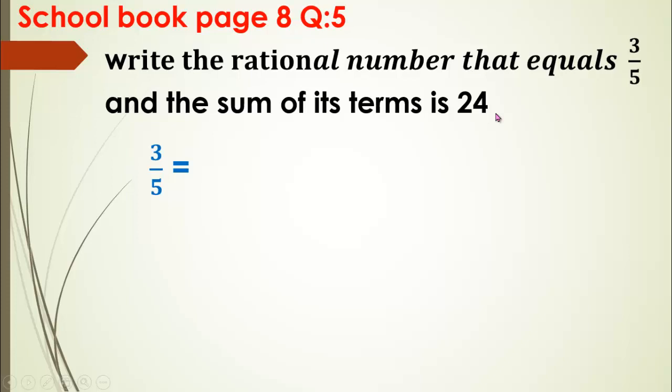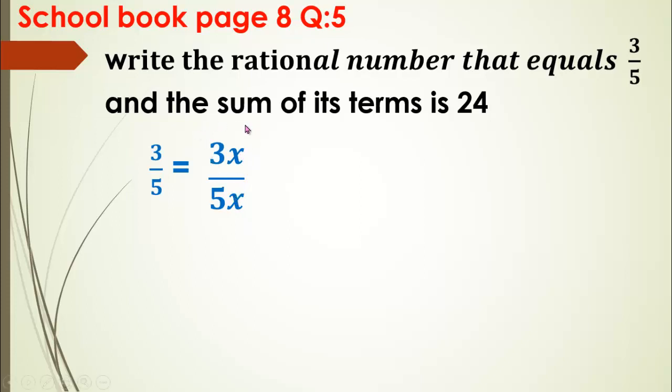How can I find a rational number which is equal to a given rational number? Simply by multiplying both the numerator and the denominator by the same number, or dividing both the numerator and the denominator by the same number. So here I am going to multiply 3 over 5 by a number that I don't know. So it's going to be 3x over 5x. Why x? Because I don't know what is the number I'm going to multiply here in the numerator and the denominator to have an equal fraction.